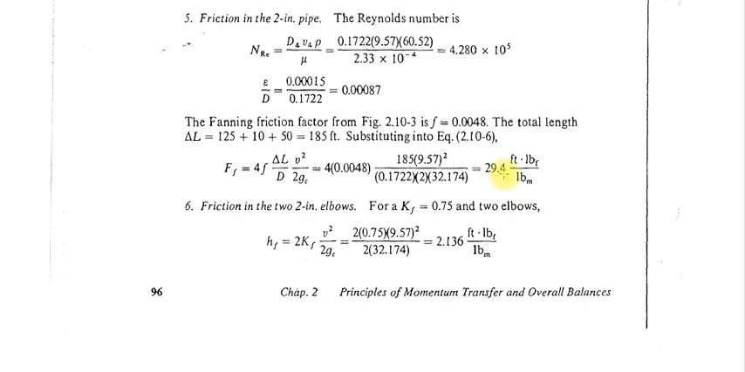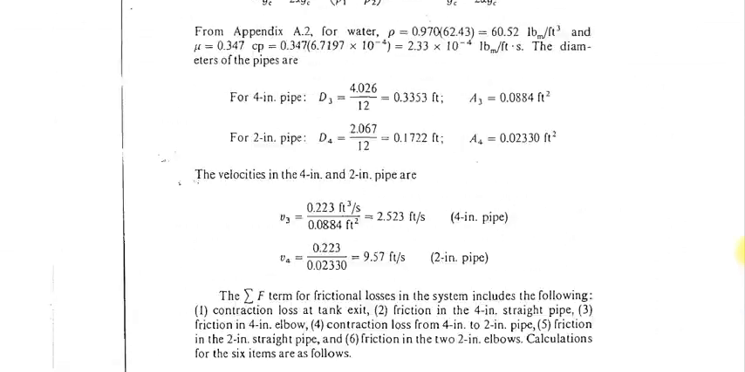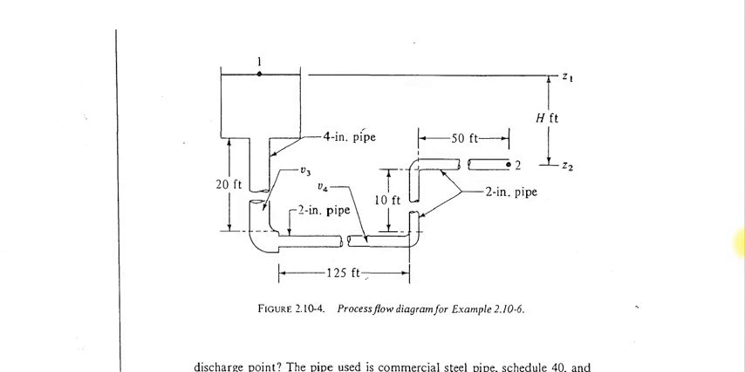Now you have calculated the friction energy loss due to the fluid flowing in the 2-inch pipe. The last thing is the energy loss due to the two elbows. So where are the two elbows of 2-inch? These are the two elbows. Here the fluid is changing its direction from horizontal to vertical. Again here the fluid is changing direction from vertical to horizontal. Now you have to calculate the energy loss at these two points.